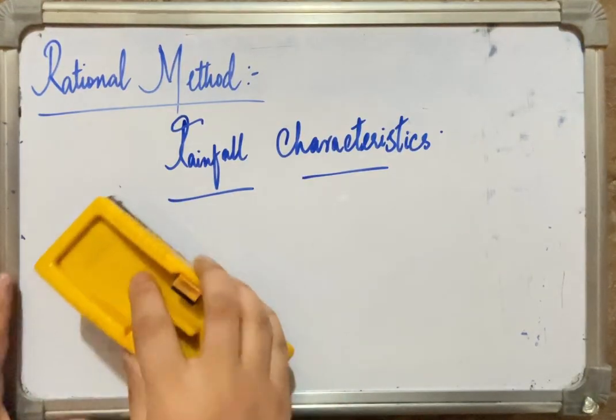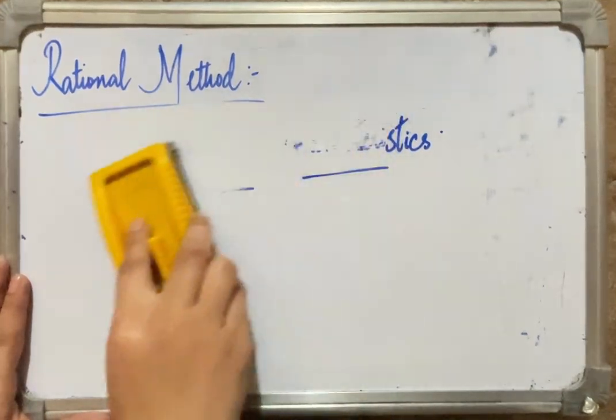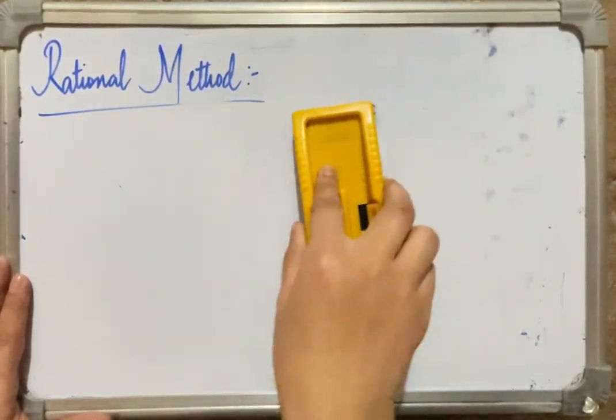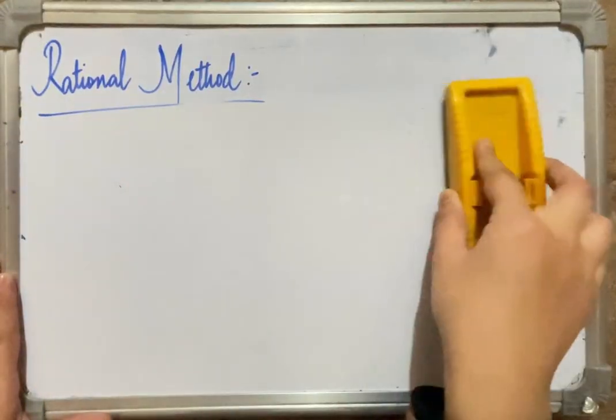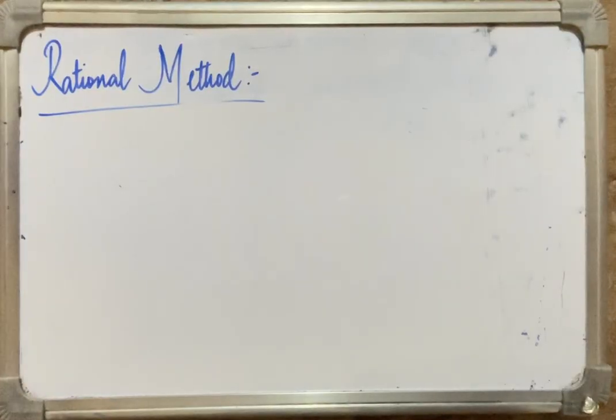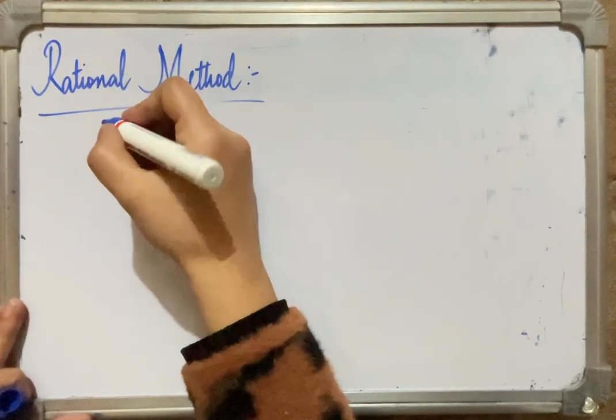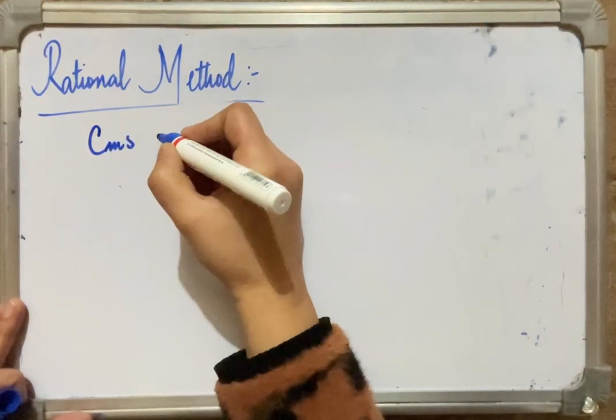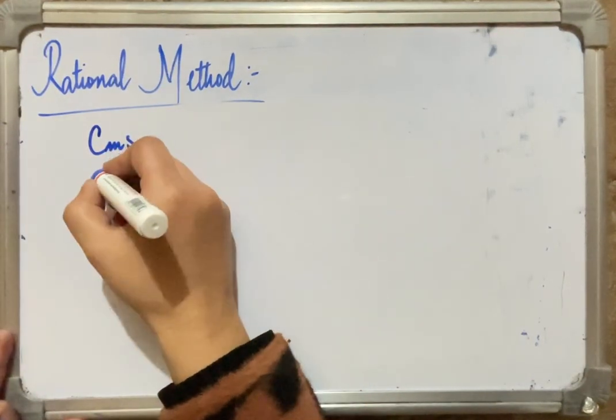The rational method is a method in which we take the rainfall characteristics of the area into consideration to calculate the maximum discharge or the peak discharge for which a bridge will be designed at that particular site in that catchment area, taking rainfall characteristics into consideration, like intensity, duration, etc. Rainfall on an area is expressed as so many centimeters over the entire area for a certain fixed interval of time.